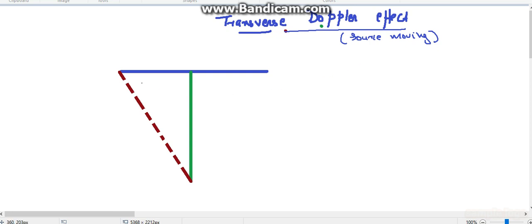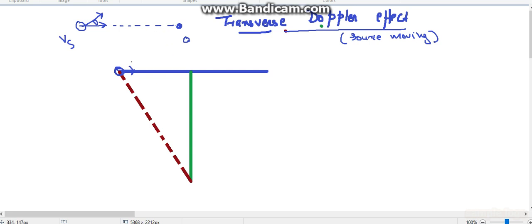In this lecture, we'll cover the concept of transverse Doppler effect when the source is not moving. Earlier we have done when the source is moving towards the observer in the straight path joining it. Suppose the source moves like this with respect to the observer at a certain angle.